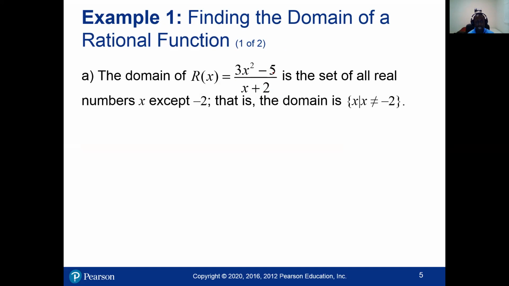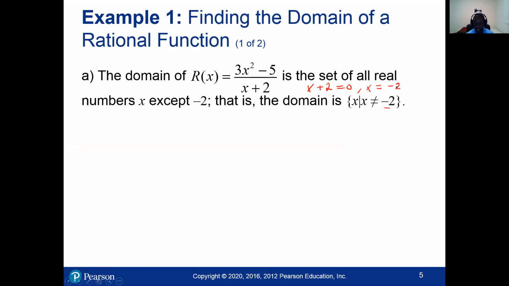That's 3x squared minus 5 over x plus 2. So you take the denominator, x plus 2, set it to 0, and then solve. Now, when you solve, you have x is equal to negative 2, and that gives you the domain: all real numbers except x equals negative 2, okay?